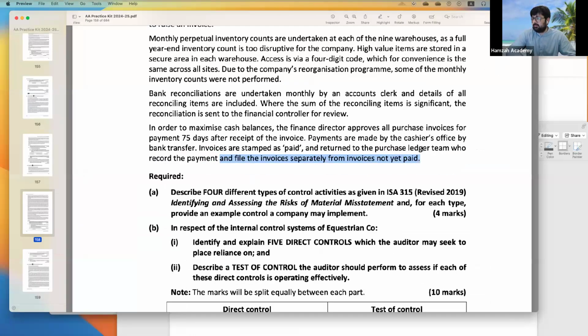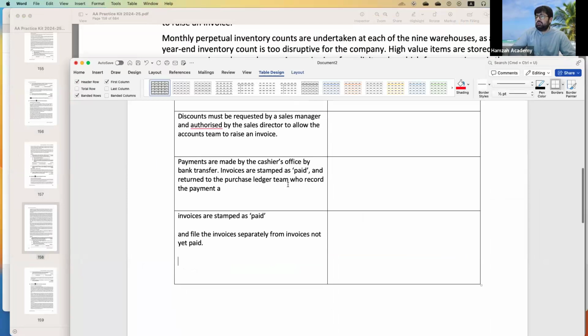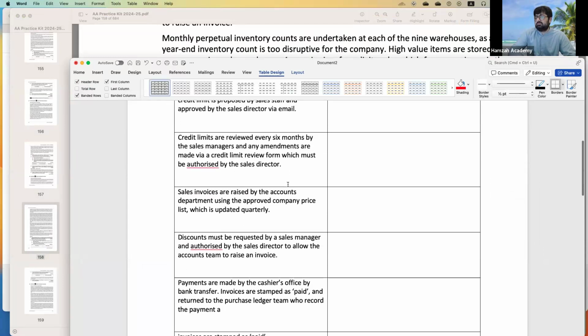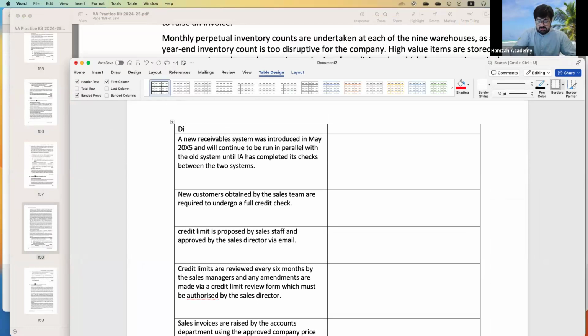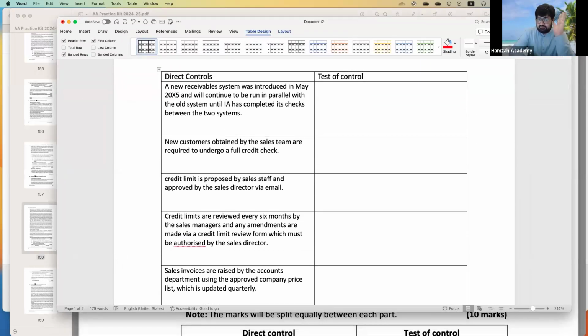Now, I will show you how many points I have identified. 1, 2, 3, 4, 5, 6, 7, 8. Yes, 8 points. How many do we need to write? 5 direct controls and test stock control. Now focus everyone. In the exam, you will never write more than 5. Never make this mistake. Choose those 5 for which you can write well.